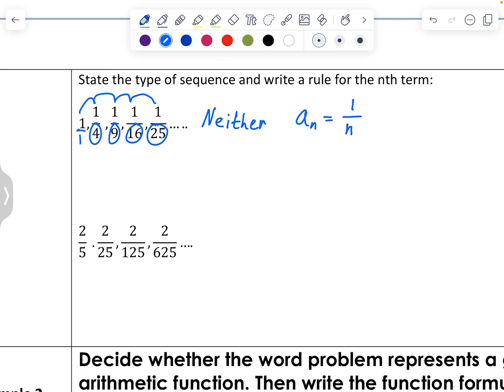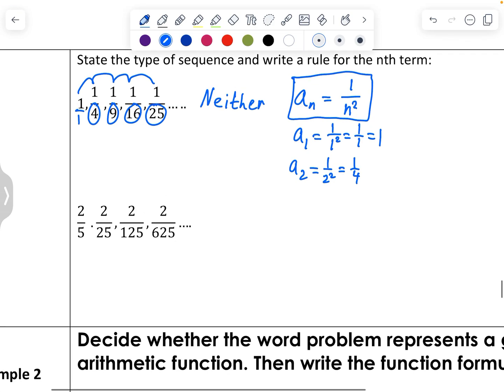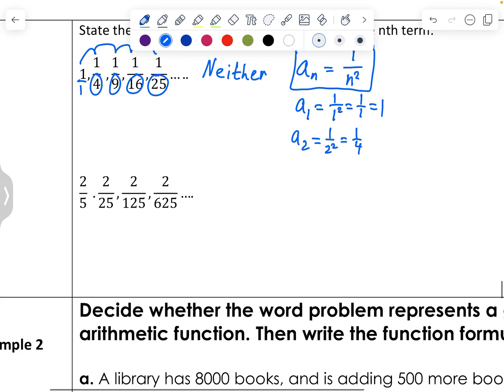So if we just think of this, and those are perfect squares, as squaring the n value, this should work out. So for the first example, if I do a of 1, that's 1/1 squared, which is the same as 1/1 or just 1. A sub 2 would be 1/2 squared, and there we see the perfect square, 1/4. And it would work for the rest of them, but that would be our rule for this sequence.